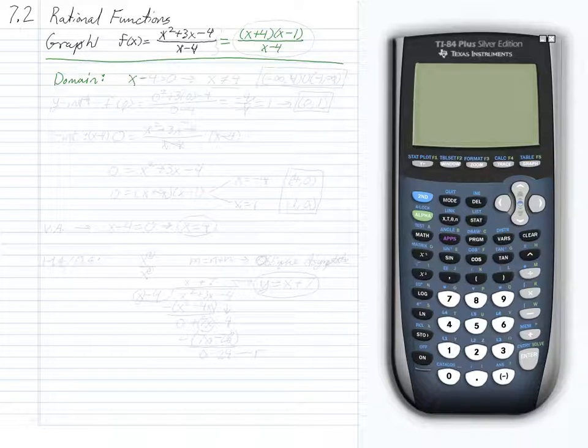When is x minus 4 equal to 0, so we can avoid that x value? Well, if x is 4, that's a problem. So we'll say that the domain excludes 4. So negative infinity up to 4, skip 4 and continue from there.